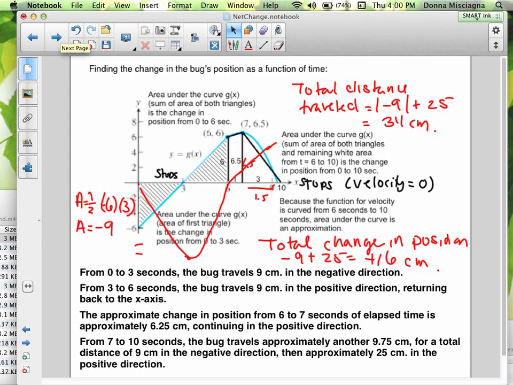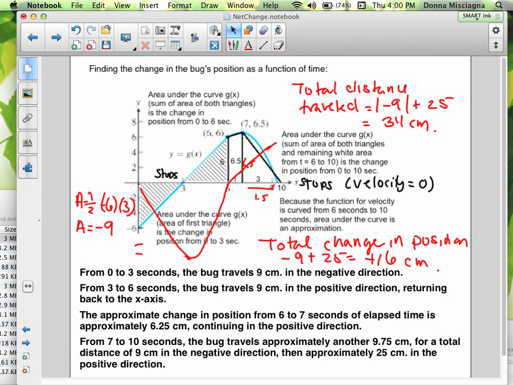All right, so notice that from 0 to 3, he's moving in the negative direction. And he moved 9 feet in the negative direction, so at 3 seconds, I should be at -9, which is where I approximately am. Had to estimate a little bit. And then at 6 seconds, I'm right back where I started again, right at the x-axis. Right? And then after that, he's going to keep moving in the positive direction.